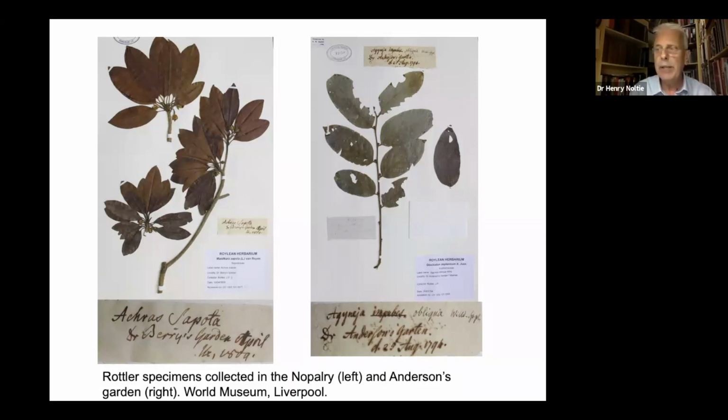He also published an account of an excursion made by Rottler from Tranquebar to Madras in the autumn and winter of 1799, during which he met Dr. James Anderson and Andrew Berry and collected specimens like these ones in their gardens.